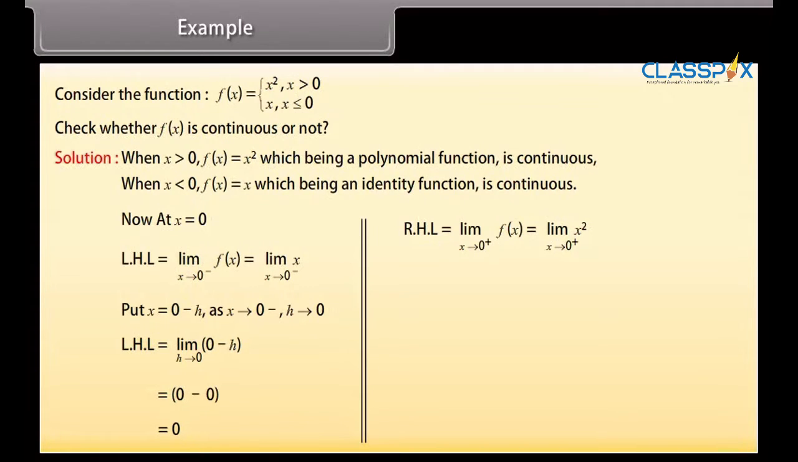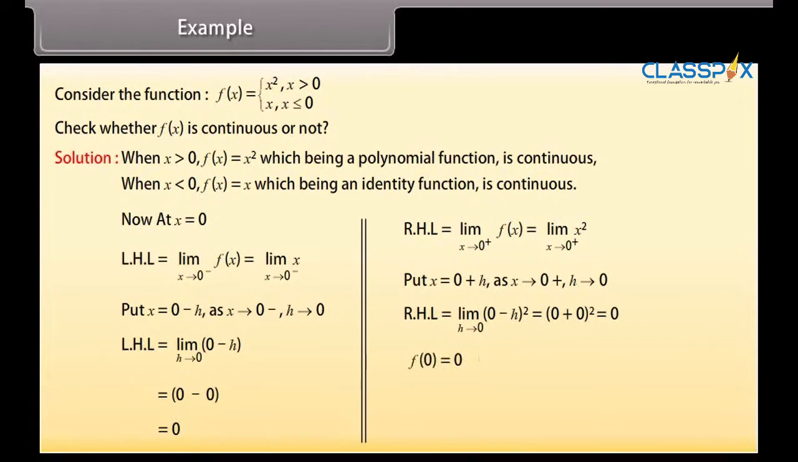Right-hand limit is equal to limit x approaches 0 plus of f(x) is equal to limit x approaches 0 plus of x². Put x = 0 + h; as x approaches 0 plus, h approaches 0. Right-hand limit is equal to limit h approaches 0 of (0 + h)² = 0 + 0² = 0.